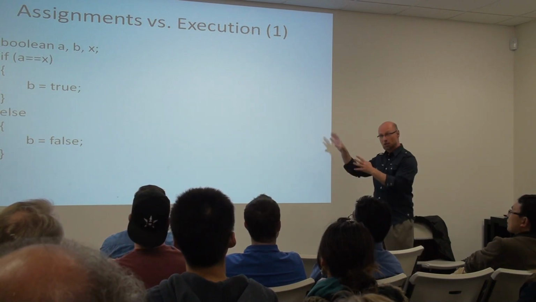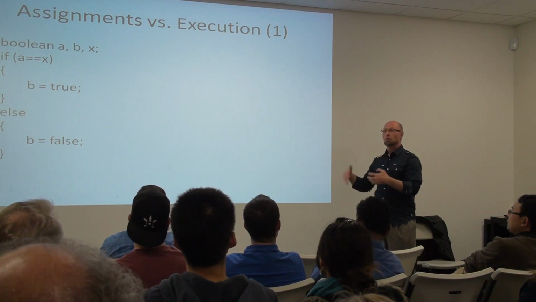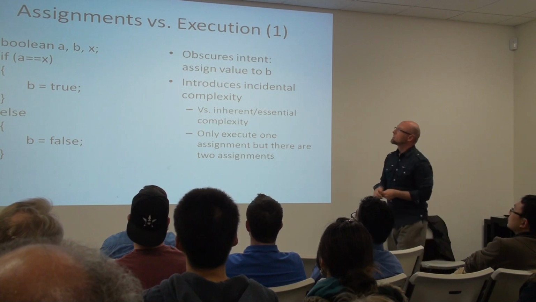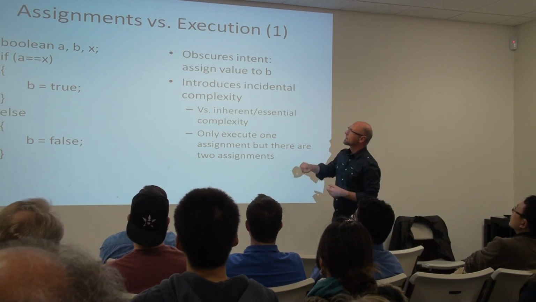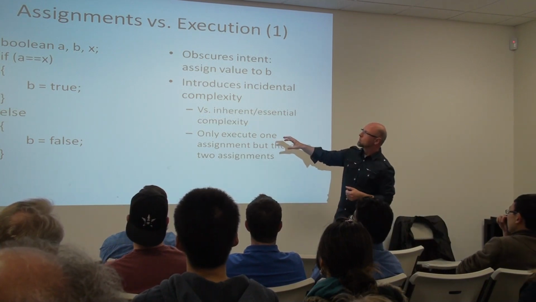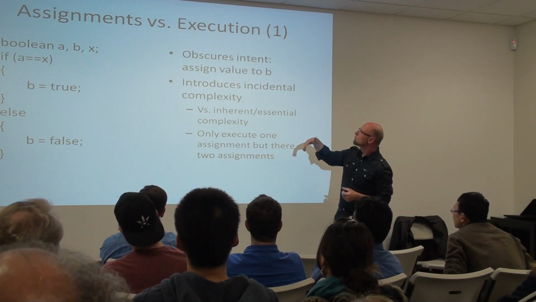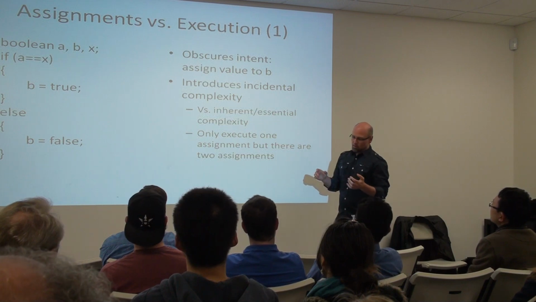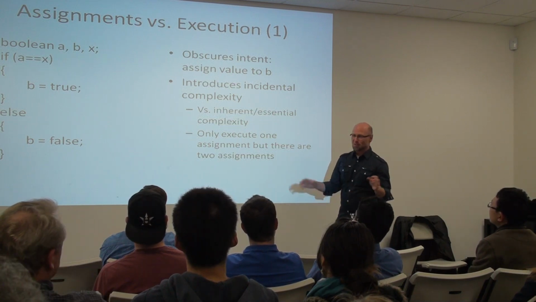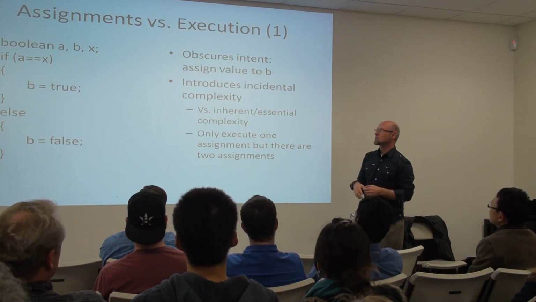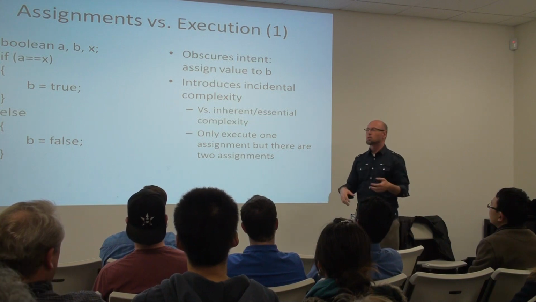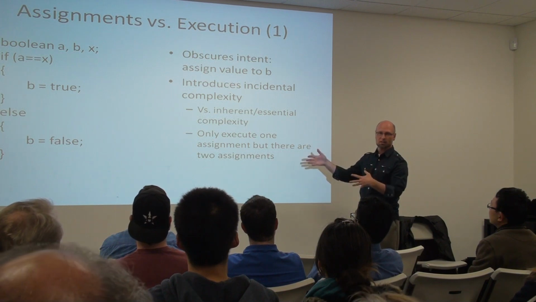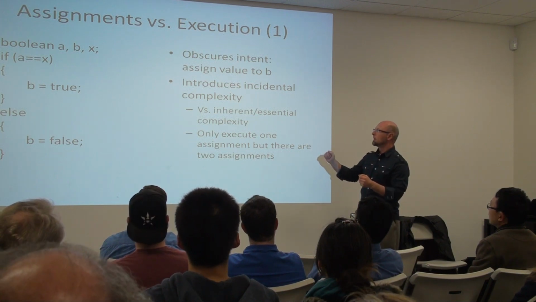This style of programming obscures what you're trying to do. Right? The intent here is to assign a value to B. The problem is that we're introducing what is known as incidental complexity. There are two kinds of complexities in this world. The one is the inherent or essential complexity of a problem. Here, it is to find out a certain test and then assign a value accordingly.